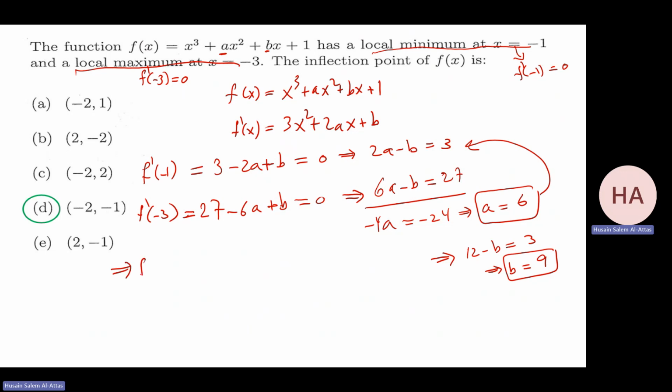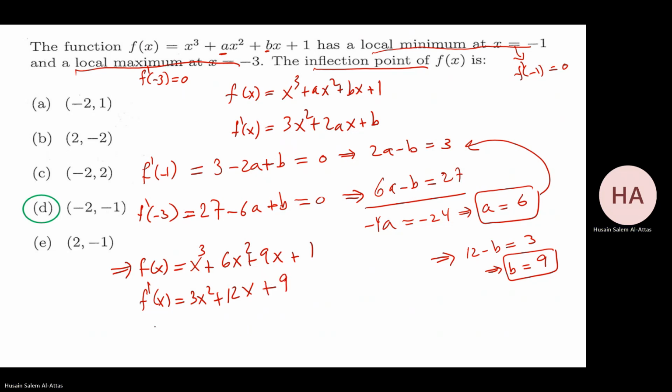So it will be f of x, it will be x cubed plus 6x squared plus 9x plus 1. Okay. Now to find the critical numbers, I need to find the inflection point. I will do f prime, which I did before, but let me do it again. 3x squared plus 12x plus 9. I need f double prime. That will be 6x plus 12. Make it equal to 0. So you have x equal minus 2.